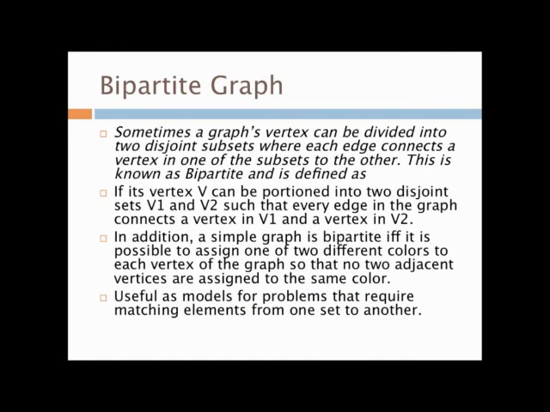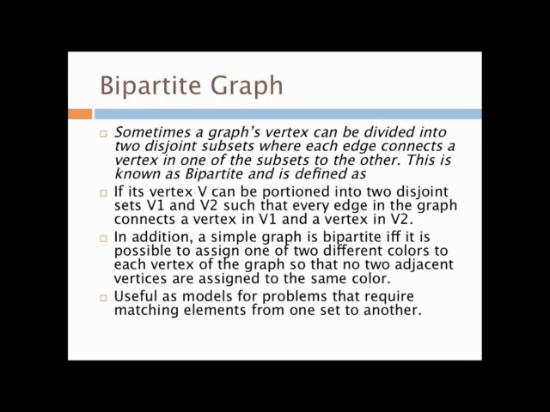We have bipartite graphs. Sometimes a graph's vertex set can be divided into two disjoint subsets where each edge connects a vertex in one of the subsets to the other. This is known as a bipartite graph and is defined as the following. If the vertex set V can be partitioned into two disjoint sets V1 and V2 such that every edge in the graph connects a vertex in V1 and a vertex of V2.